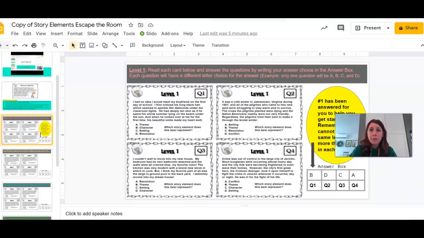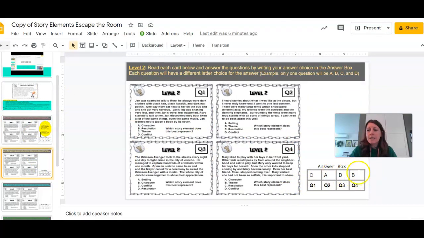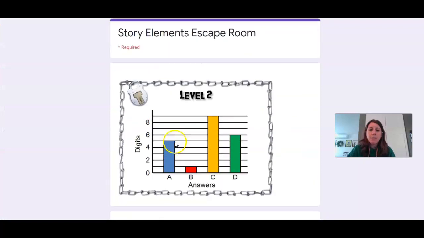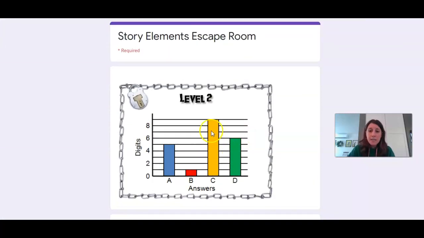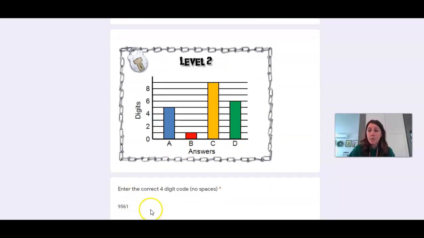So you can either write it down on a piece of paper, or you can come back to your escape room. For level 2, I had C, A, D, B. So I'm going to write down on my paper, C, A, D, B. I'm going to come over to the escape slide, and I'm going to look and I'm going to see that C is worth, well, based off of this graph, 8 would be here, so this must be 9. Write down 9. A is worth 5, so I'm going to write down 5. D is worth 6, so I'm going to write down 6. And B is worth 1, so I'm going to write down 1. So when I need the 4-digit code, it should be 9561.